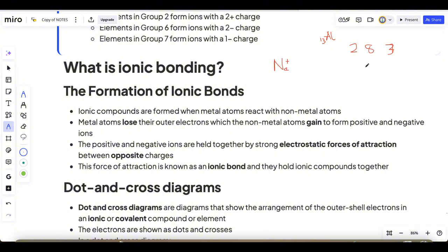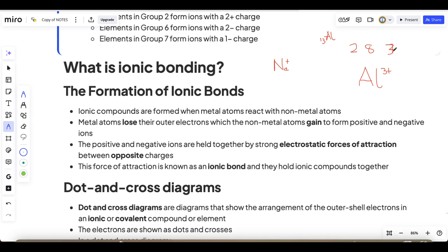That's why when aluminium loses 3 electrons, it becomes a cation. And the aluminium ion becomes what? 3 plus. Because it lost 3 electrons. And because it lost 3 electrons, which group in the periodic table will it be in? It will be in group 3.